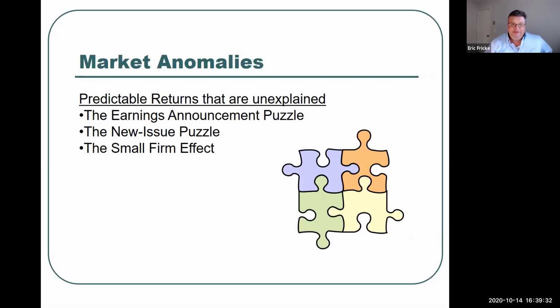The small firm effect. It seems like small companies have higher returns than large companies. And it's not every year. It's more like something like 60% of the time. And it shouldn't necessarily be that predictable, but it is.